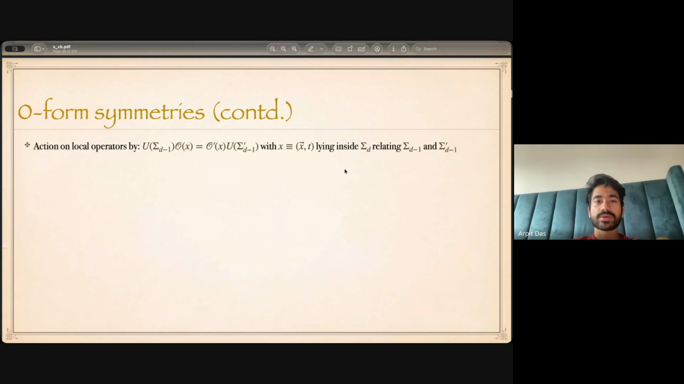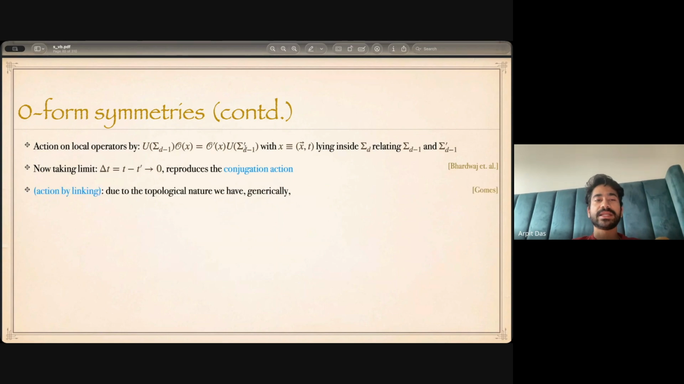So now, let's talk about how this conjugation action looks if you don't have a preferred time slice. What you can do is take the U prime, which was the inverse, from the left and take it to the right side. Okay. So U O gives you O prime U. I have just taken the U inverse, multiplied it on both sides, and written this equation down. And if you take t minus t prime to 0, this exactly reproduces the conjugation action which we saw.